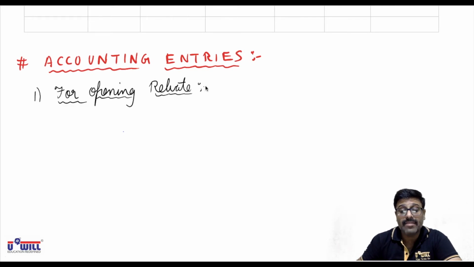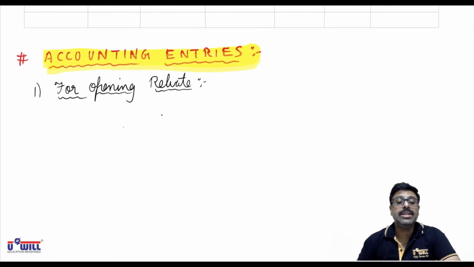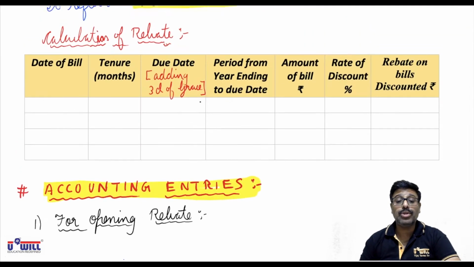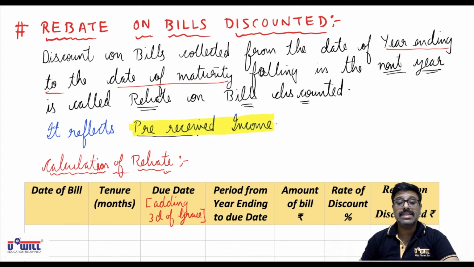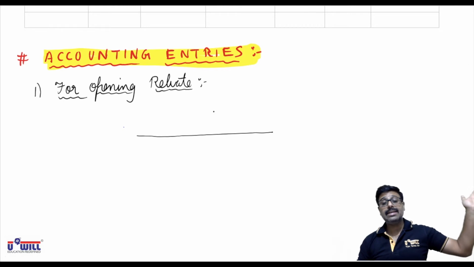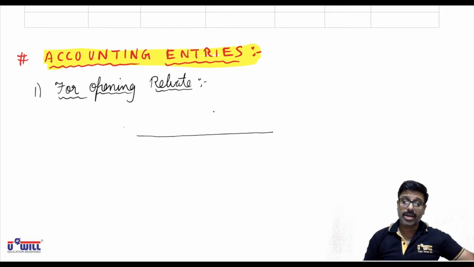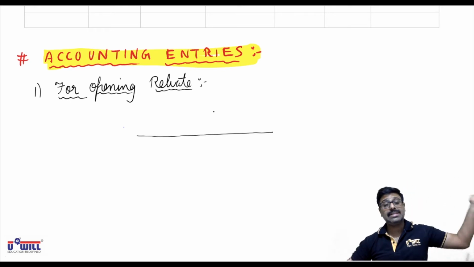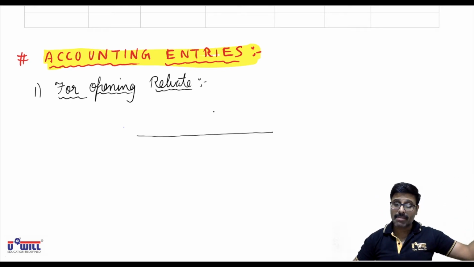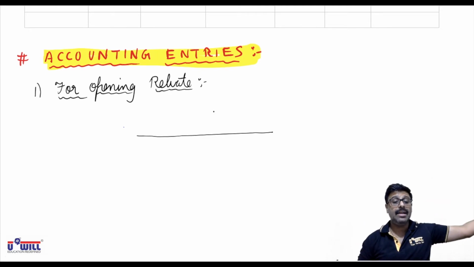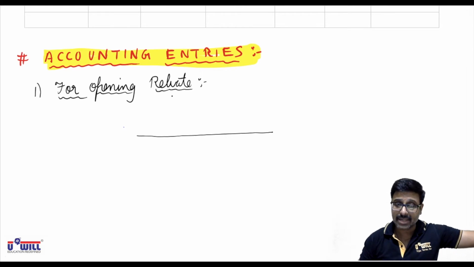Now understand this, what entry we will pass for opening rebate. See, opening rebate means you can say last year's pre-received income. I told you that rebate on bills discounted is nothing but pre-received income. Last year the bills were discounted whose maturity date falls in the current year. So in the last year we have already received that money, but that income belongs to the current year, though we received it in the last year. So last year's pre-received income.